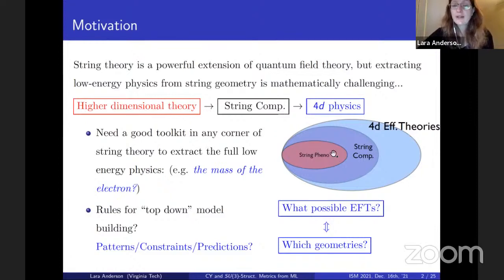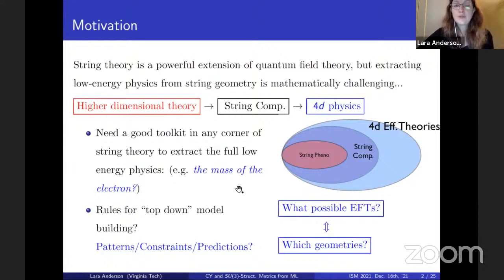Now, the point here is that in low energy effective field theory, we are free to define any consistent field theory in the four dimensions we want. But of course, in string theory, this is a much more constrained problem. And the question of what possible effective field theory is really linked to the question of which geometries you can use to reduce your higher dimensional theory.